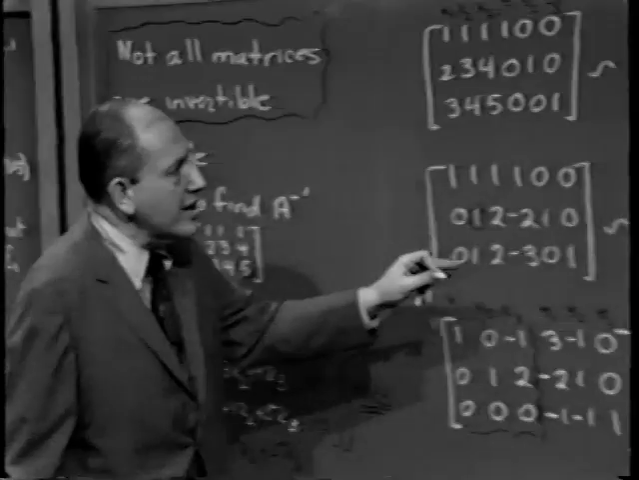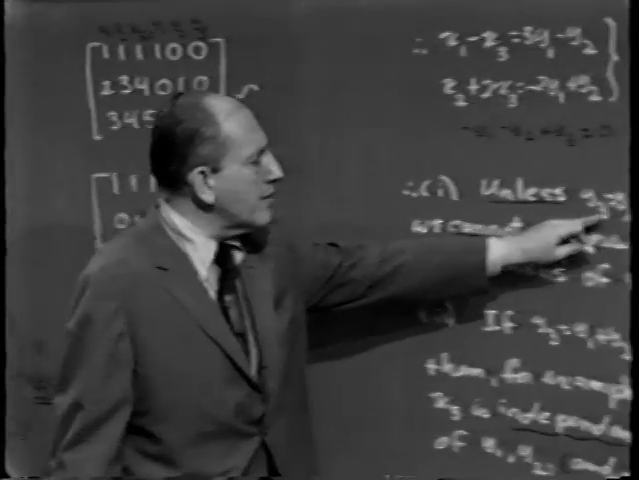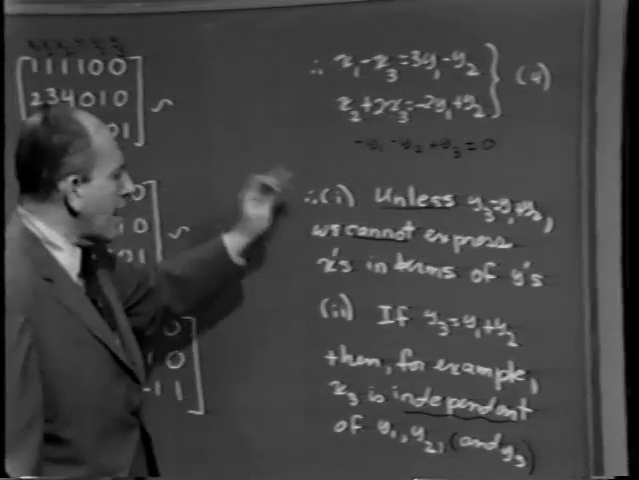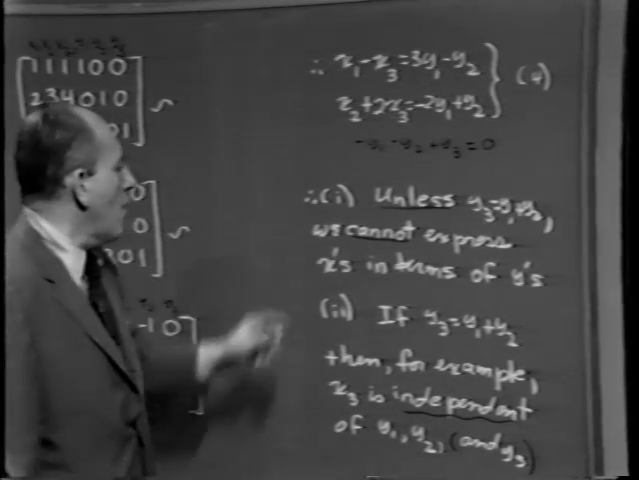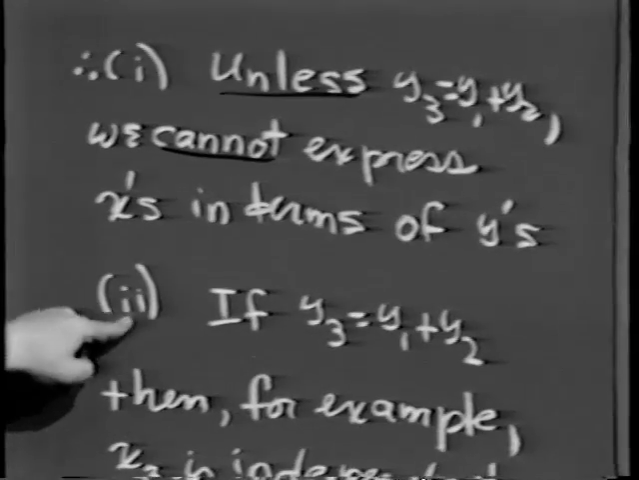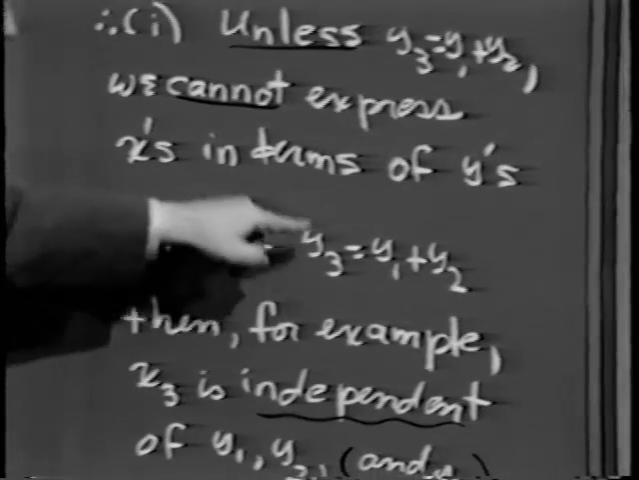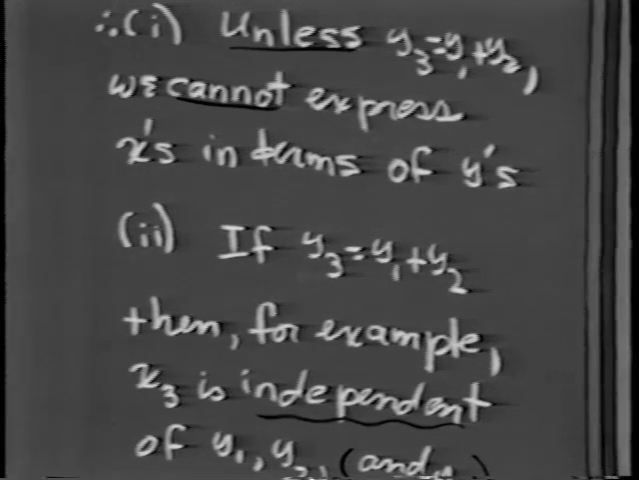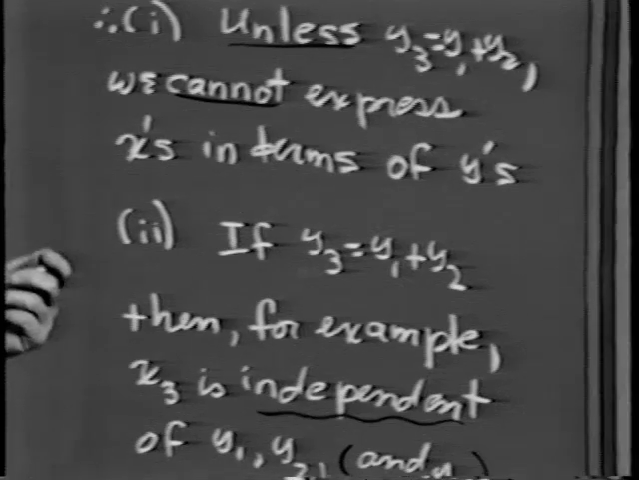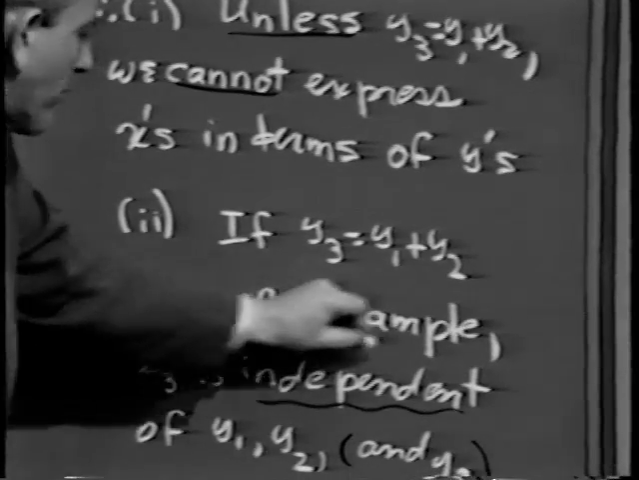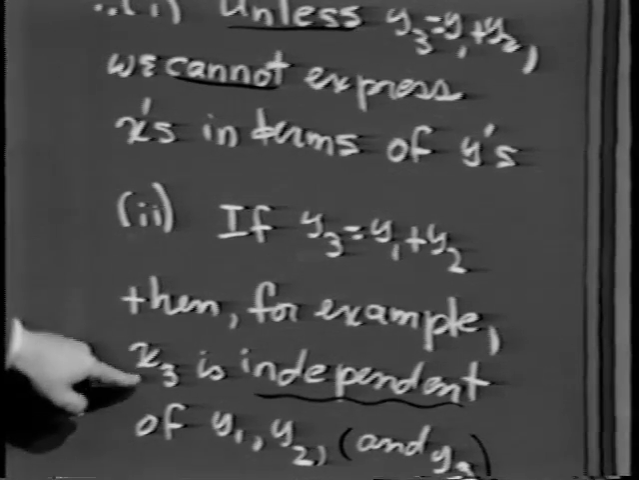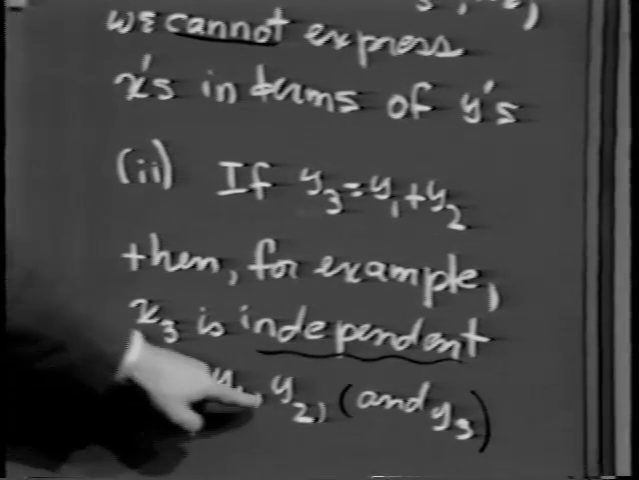Our matrix coding system told us right away that what went wrong here was that y3 equals y1 plus y2. So unless y3 equals y1 plus y2, we cannot express the x's in terms of the y's. The second thing that goes wrong is that even if y3 equals y1 plus y2, we still can't express the x's in terms of the y's. I say "for example" because I could have picked any of the x's, but for example, x3 is independent of y1 and y2.